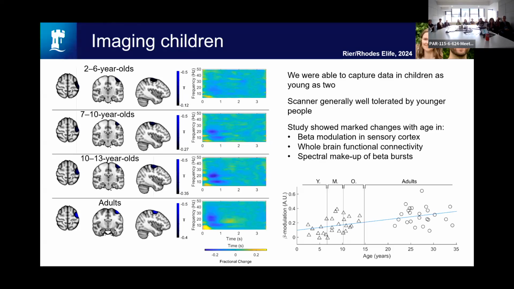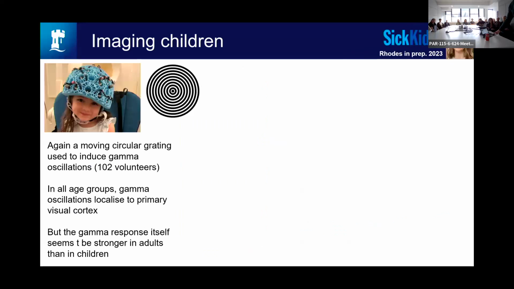So people had done this sort of thing before using EEG, but obviously they hadn't got the spatial resolution to be able to map it. People had done it as well in MEG, but in older kids, so probably 8, 9 year olds upwards, where we were able to do it from age 2. So I think that was an important validation.